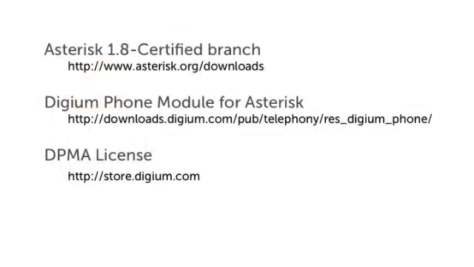During the tutorial, I will be using the DPMA together with the certified branch of Asterisk 1.8. You can download this branch from asterisk.org/downloads. You can download the DPMA from downloads.digium.com. The DPMA is available free of cost, however, it must be registered and its end-user license agreement must be accepted before Asterisk can use it. You can obtain a registration code free of cost from store.digium.com. All of these links can be found in the description section of this video.